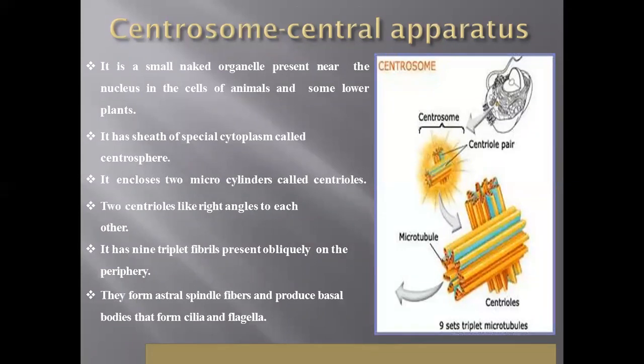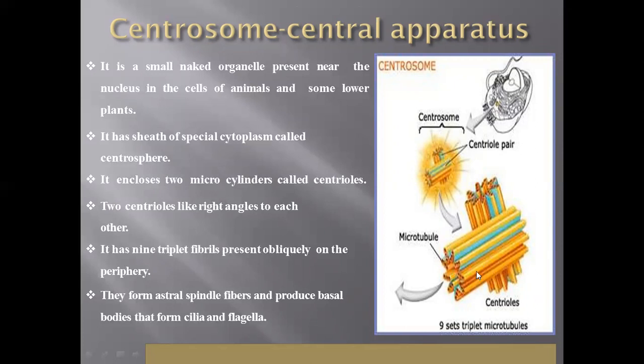It is a small naked organelle present near the nucleus in the cell of animals and some lower plants. It has a sheath of special cytoplasm. You can see it has a cartwheel-like structure, right? It encloses two microcylinders called centrioles. Two centrioles lie at right angles. Now, this is the structure. You can see a cylinder-like structure which is forming a cartwheel.